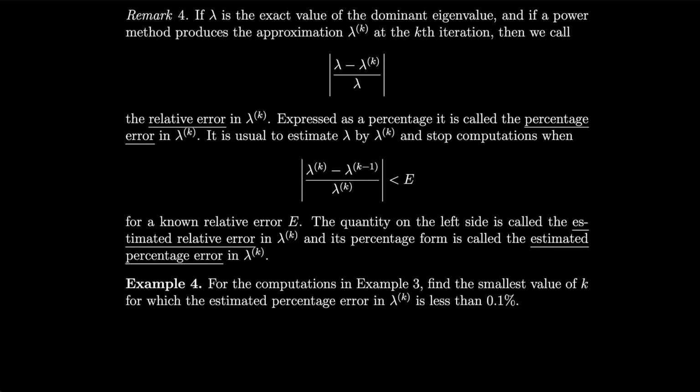If lambda is the exact value of the dominant eigenvalue, and if a power method produces the approximation lambda k at the kth iteration, then we call lambda minus lambda k over lambda the relative error in that approximation lambda k. Expressed as a percentage, it is called the percentage error in lambda k, and it is usual to estimate lambda by lambda k and stop computations when the difference between successive iterations divided by lambda k is less than e for a known relative error e. The quantity on the left side is called the estimated relative error in lambda k, and its percentage form is called the estimated percentage error in lambda k.